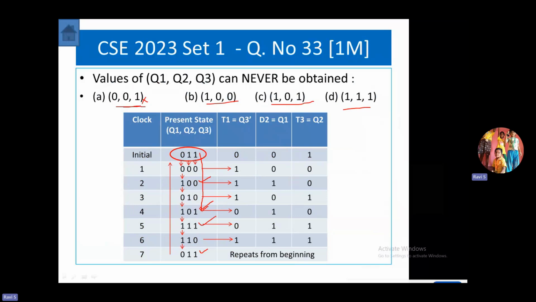So except the first sequence, which is nothing but Q1, Q2, Q3 having the values of 0, 0, 1, which is not going to appear at any time, even if we continuously apply the clock signal. So option A is the correct answer.